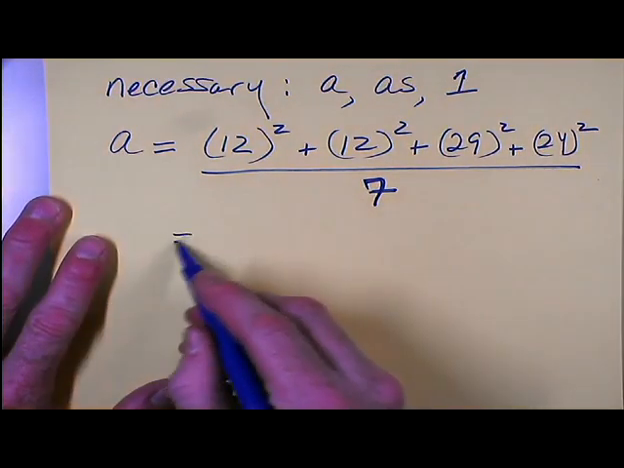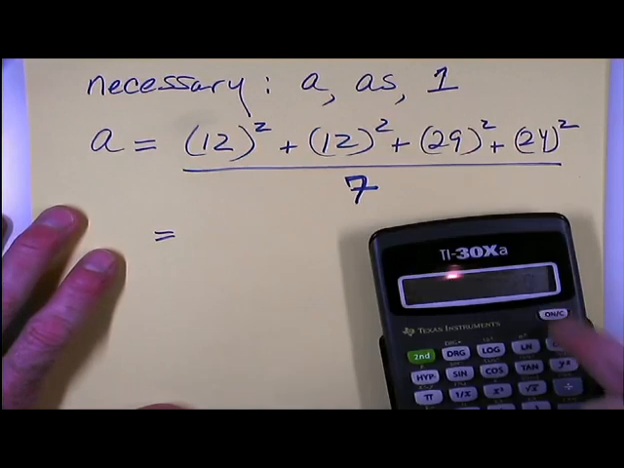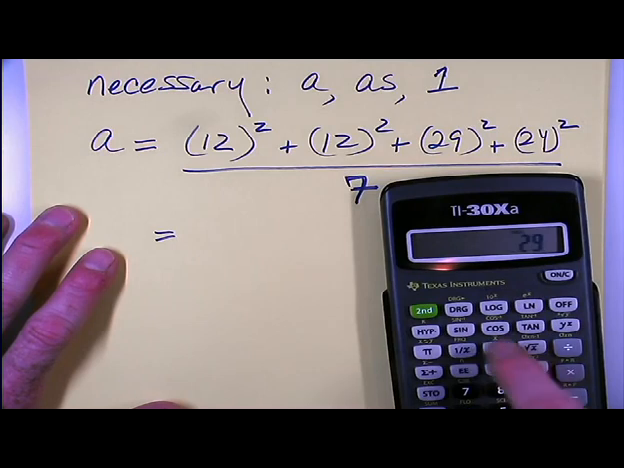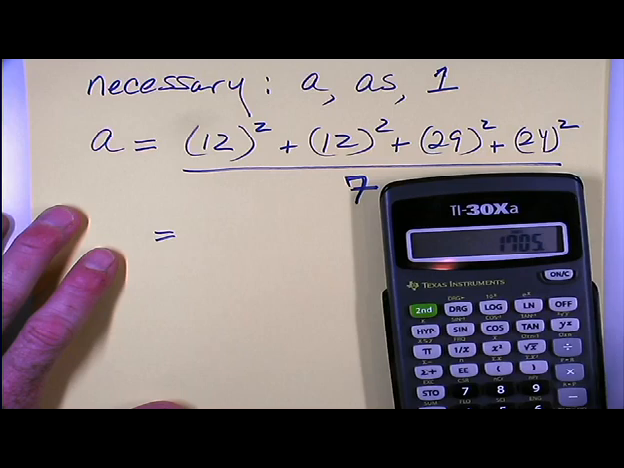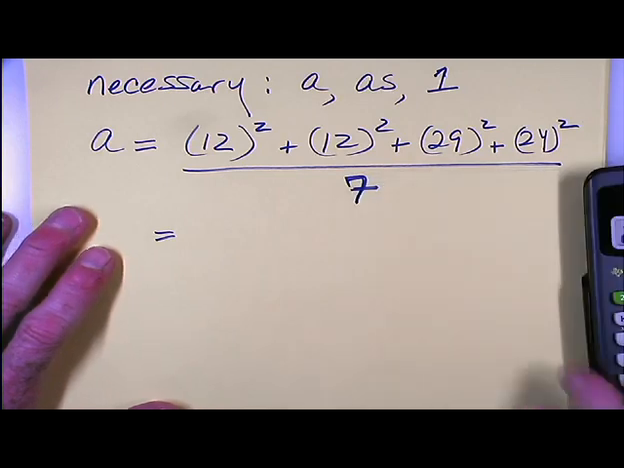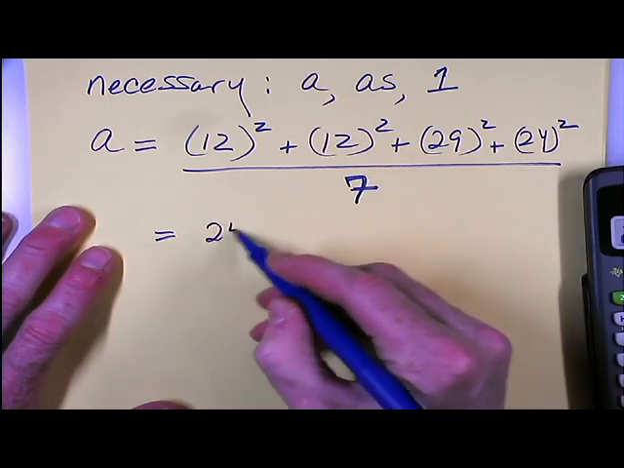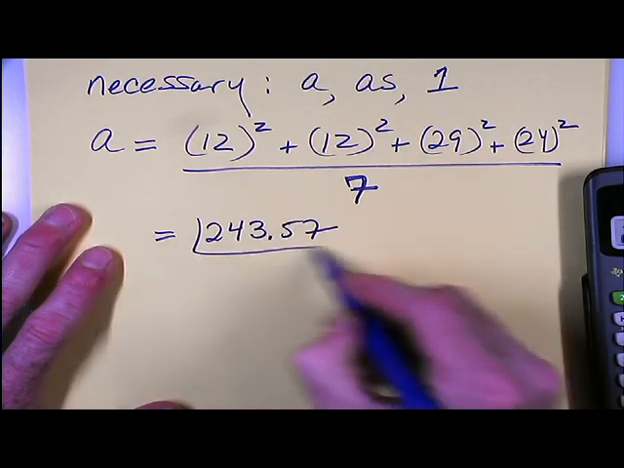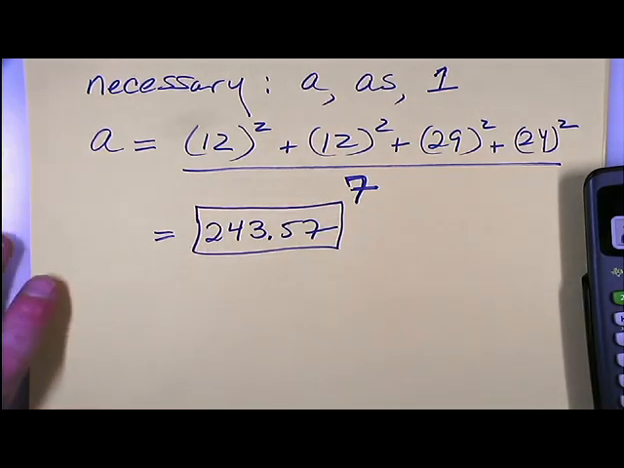How I do that in my calculator, go pretty fast: you can just do 12 squared plus 12 squared, and it'll be 288, plus 29 squared plus 24 squared, and if you do equal, it'll be 1705, and then you go divided by 7 equals. So it's going to be 243.57. And this is going to be our A term.